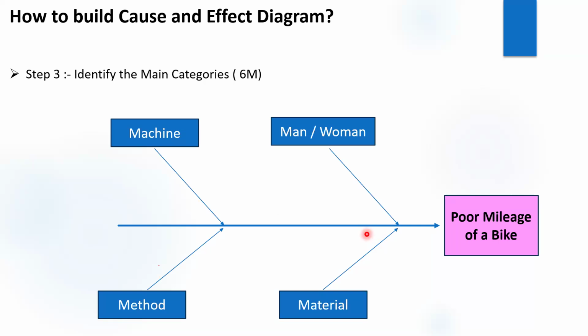So ask the question now. For example, what are the causes related to man which will cause poor mileage of a bike? I'm just taking a generic example. Take your defect, for example: what is the crack? What are the reasons for a crack related to man? He may be not trained, not skilled, not motivated. Related to material, the material is not as per specification. Whatever ideas, please write.